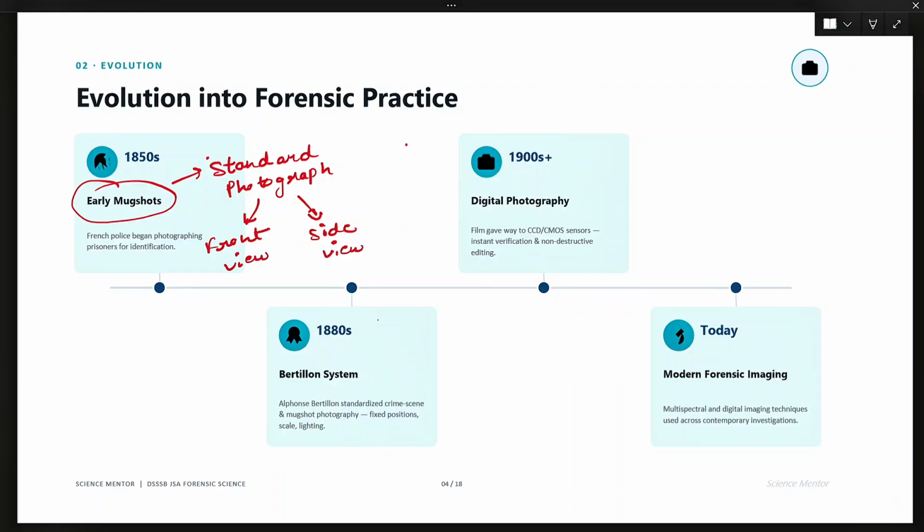Now we come to the most important personality. On this slide, if there is one name you must remember from today's lecture, it is Alphonse Bertillon.